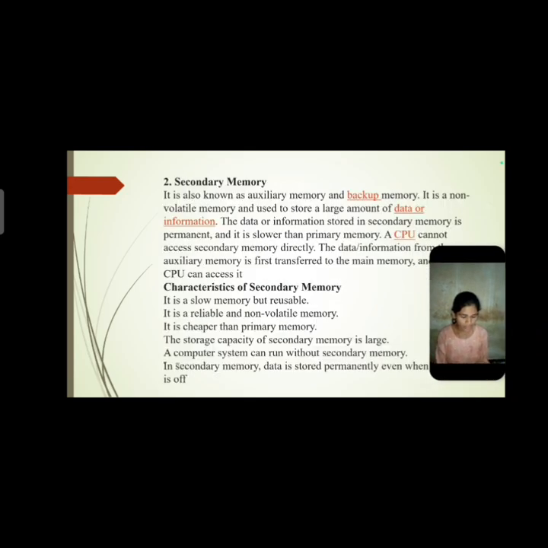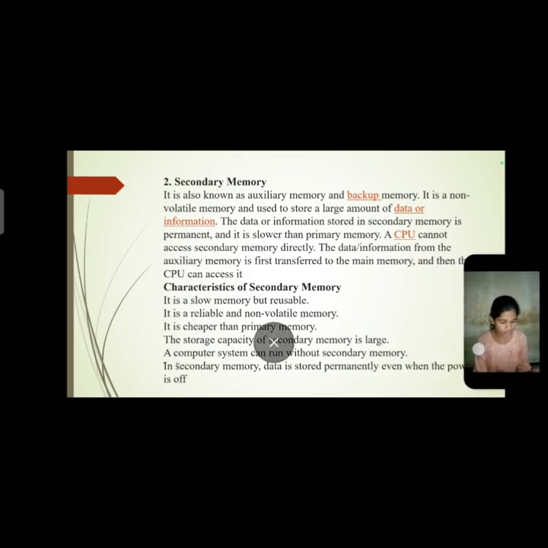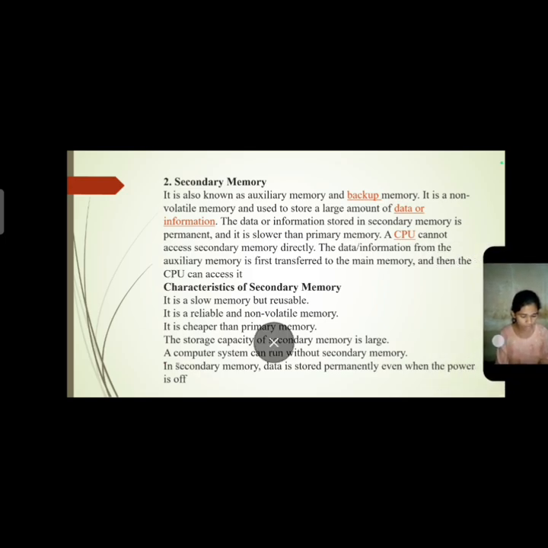Secondary memory is also known as auxiliary memory and backup memory. It is a non-volatile memory and is used to store a large amount of data or information. The data or information stored in secondary memory is permanent and it is slower than primary memory. A CPU cannot access secondary memory directly. The data and information from the auxiliary memory is first transferred to the main memory and then the CPU can access it.